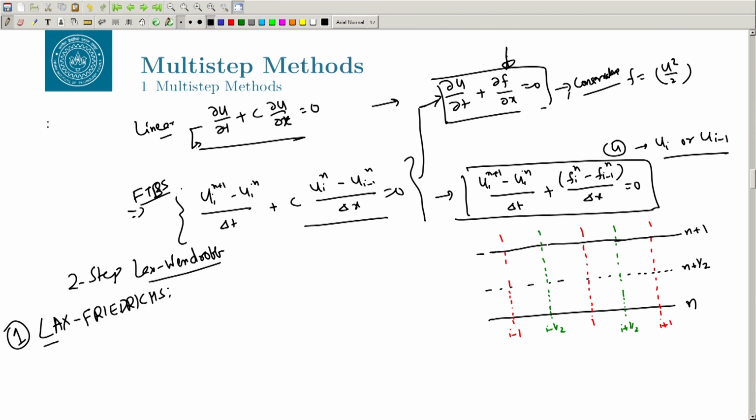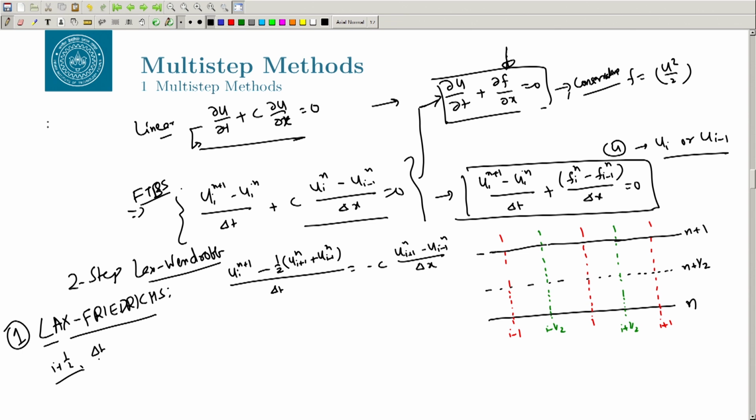So, for this problem if you write the Lax-Friedrichs scheme, that will be u I n plus 1 minus u I n will be half of u I plus 1 n and u I minus 1 n, right, and by delta t is equal to minus c, and this is central on the right side. So, u I plus 1 n minus u I minus 1 n by delta x. Okay. So, you now use the Lax-Friedrichs scheme, but do it on I plus half, okay, and also n plus half, right. So, we are using delta t by 2 because we are going for the first step, and we are also using delta x by 2.